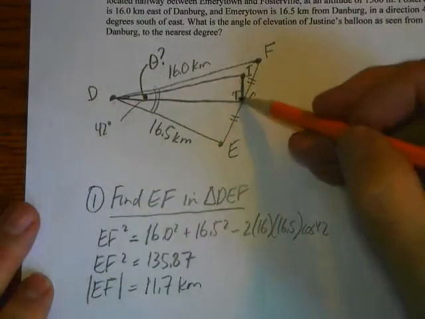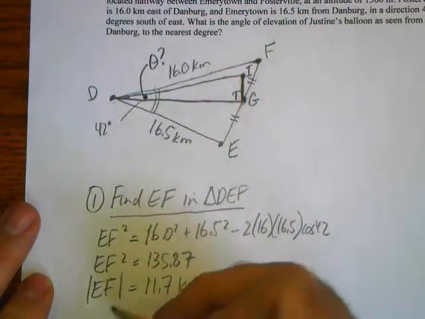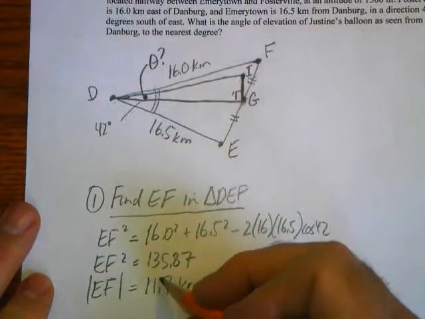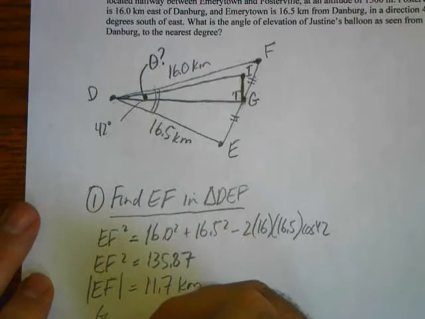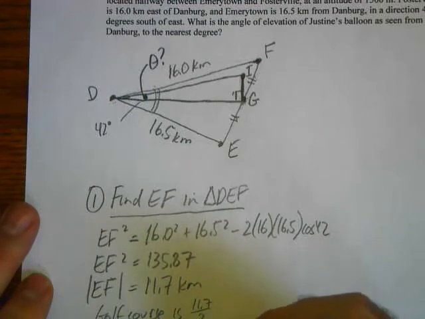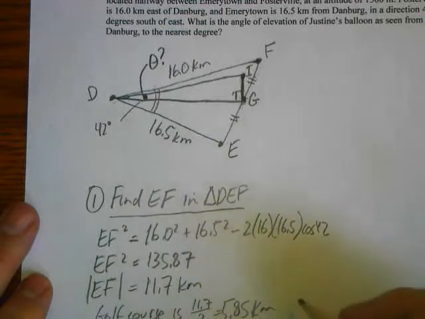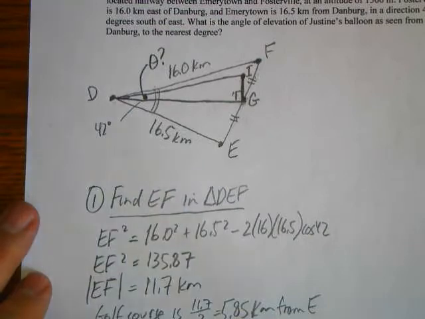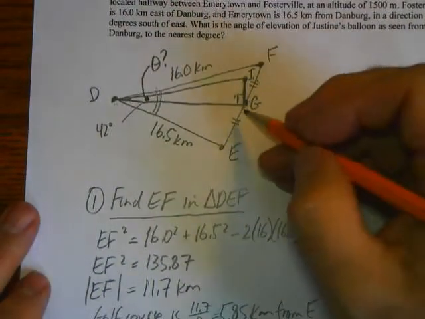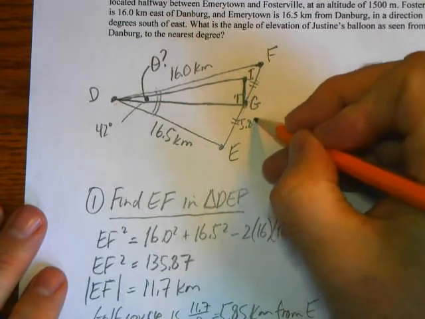Okay, and because the golf course is halfway, then I can just calculate each of these 2 sides as being half of 11.7. So golf course is 11.7 divided by 2, which is 5.85 kilometers from Emery Town. All right, so I've got each of these as 5.85 kilometers now.